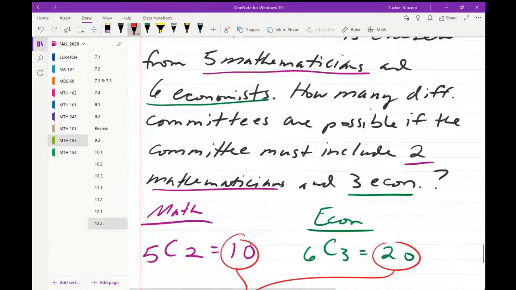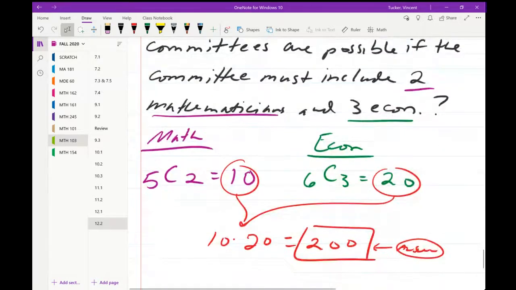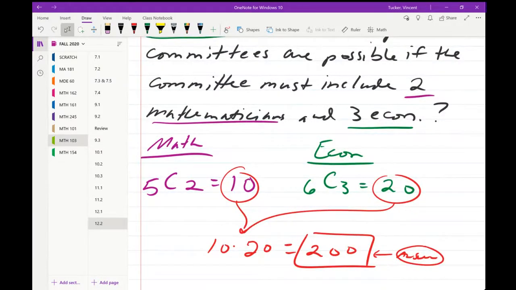So just doing a recap on that problem, we had 5 mathematicians and 6 economists. We wanted a 5 person committee that had 2 mathematicians and 3 economists. So we figured out how many different ways could I choose 2 out of the 5 mathematicians, and how many different ways could I choose 3 out of the 6 economists. 5C2 ended up being 10, 6C3 ended up being 20. Once you get those two numbers, multiply them together, and that will be how many different ways you can choose 2 mathematicians and 3 economists.